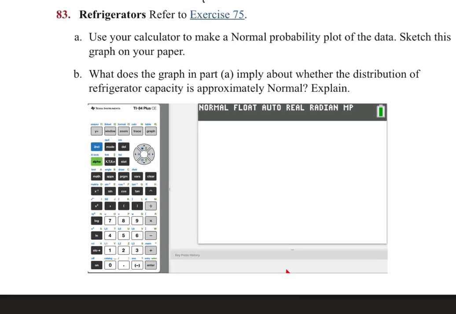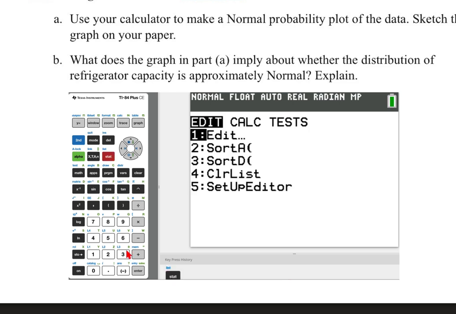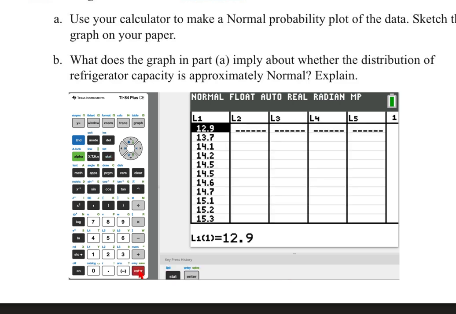If we look here, first we'll just enter all that data in, and I did that already. Remember, if you go to stat and then edit, you can enter it in. So there's all that data in there. There are 36 values in there. Think about the first thing we want to do, we did this before in class. We want to convert all those values to z-scores.